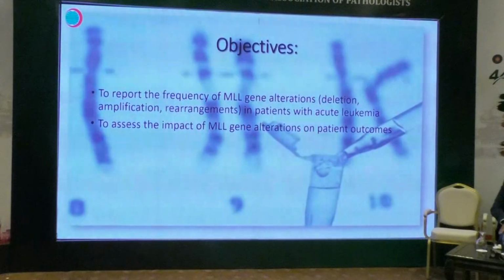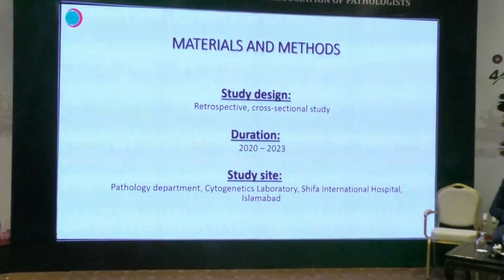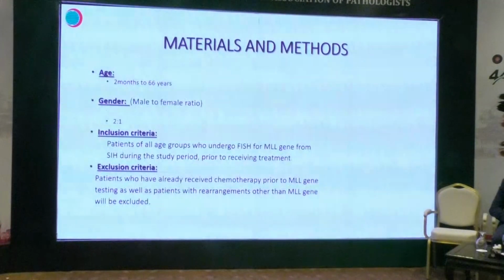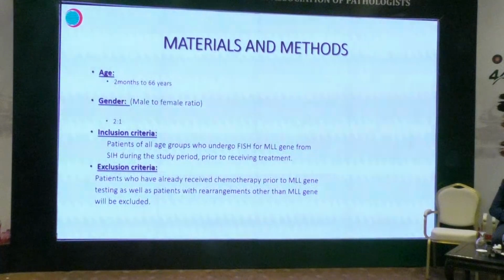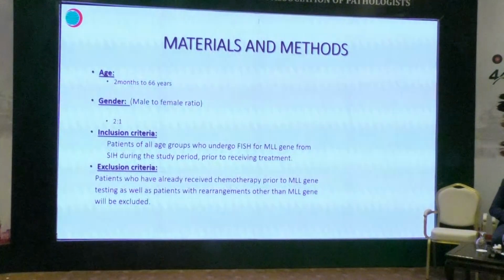Coming to the study, keeping in view the MLL gene alterations assessed by FISH, the aim was to report the frequency of MLL gene alterations in patients with acute leukemia and to assess the impact of these alterations on patient outcome. It was a retrospective cross-sectional study with 3 years of data collected. The study was conducted at Shifa International Hospital. The age range was 2 months to 66 years, with a male to female ratio of 2:1. Only newly diagnosed patients who had not received any chemotherapy were included, for FISH for MLL gene rearrangement only.